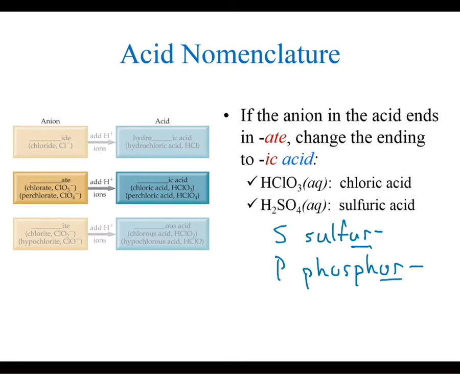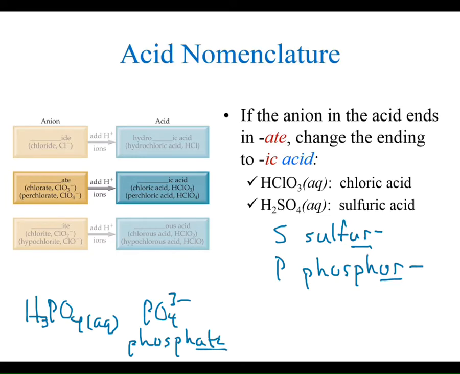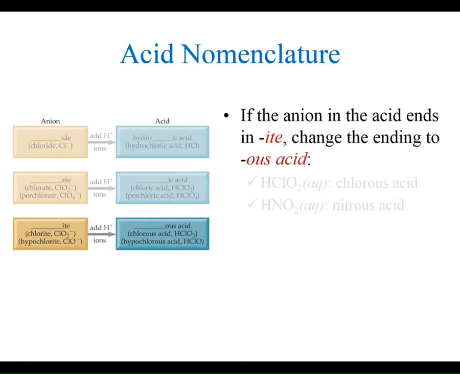So, for example, let's say it was H3PO4 aqueous. Well, if I lost 3 H pluses, the ion must be PO4 3 negative. That's called phosphate. Ate tells me go to ic. I don't just make it phosphic, like you would normally, like I said with chlorate. You do put the or back, so phosphoric acid. So I do keep the phos, but I put the or back in there, phosphoric acid. But again, that's if you have a sulfur compound or a phosphorus compound. Those are the only two where you put the little or back on the end. And the third rule was ite to ous.